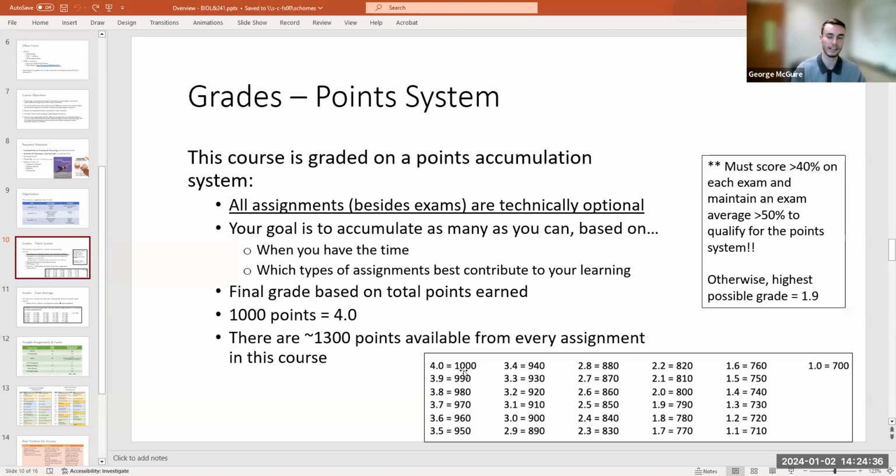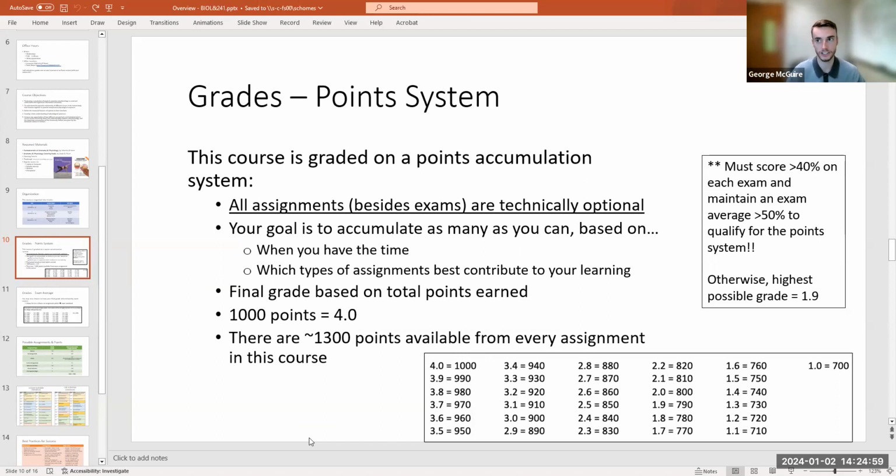And so essentially, at the end of the quarter, if you have accumulated 1,000 points, you have earned a 4.0. However, there are around 1,300 points available throughout the entire quarter. So almost a third of the total points is extra available to you. So again, you have some wiggle room. You can pick and choose which assignments you want to do.